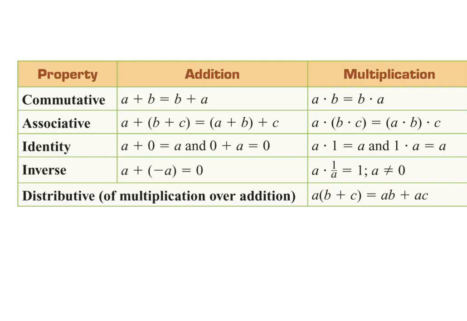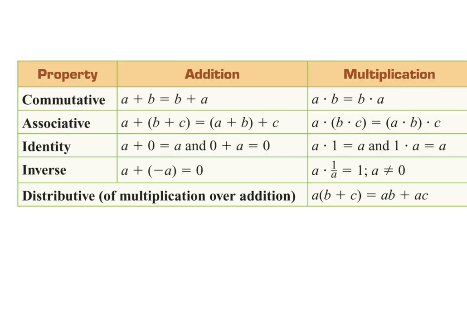So let's look at some properties of real numbers. Your commutative property states that A plus B equals B plus A. All this means, in both addition or multiplication, A times B equals B times A, is that if you have all addition or all multiplication, your order does not matter.